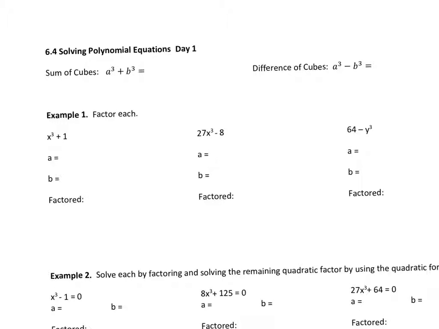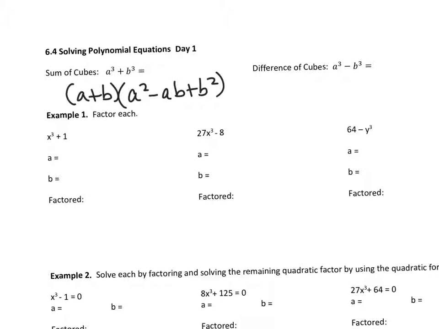Another method of factoring is by using sum of cubes or difference of cubes. So sum means add, difference means subtract. If you have two terms that are cubed and are added, you can use the formula a cubed plus b cubed equals a plus b times a squared minus a times b plus b squared.